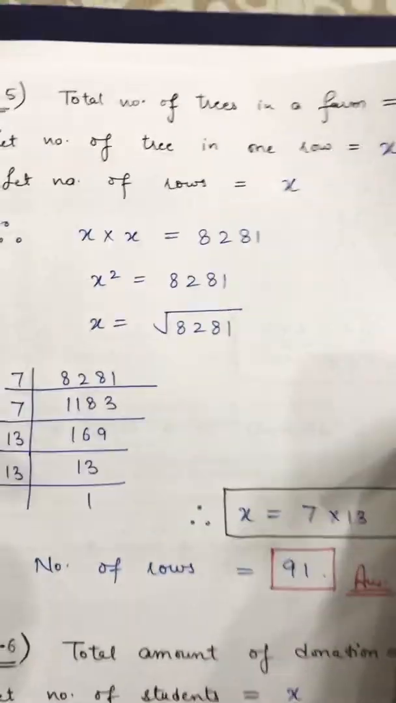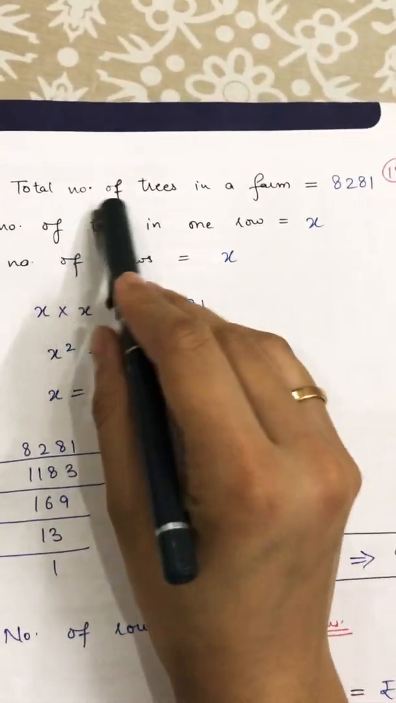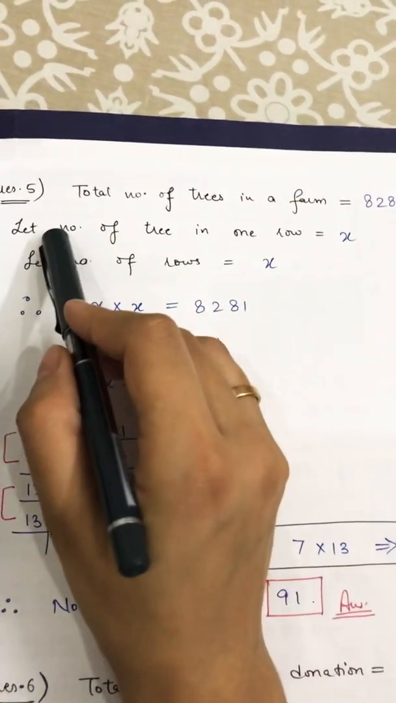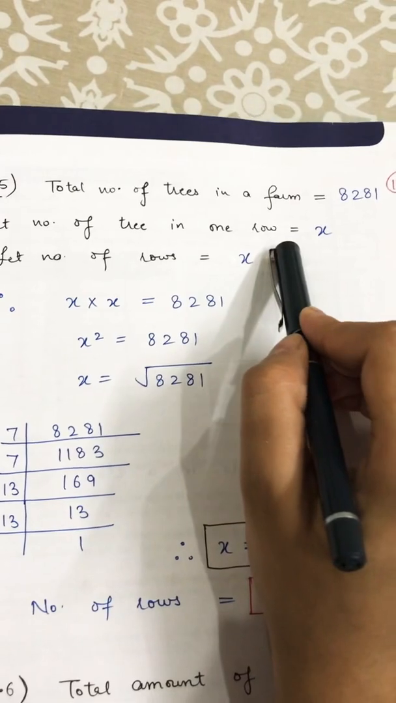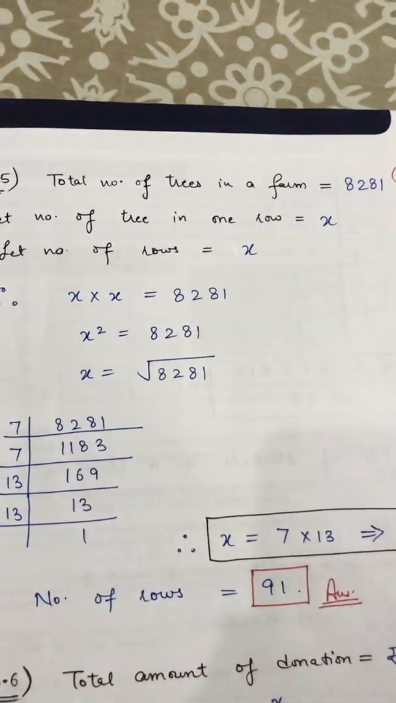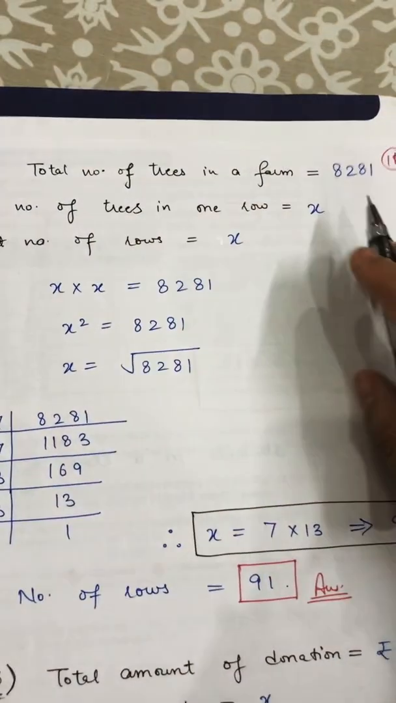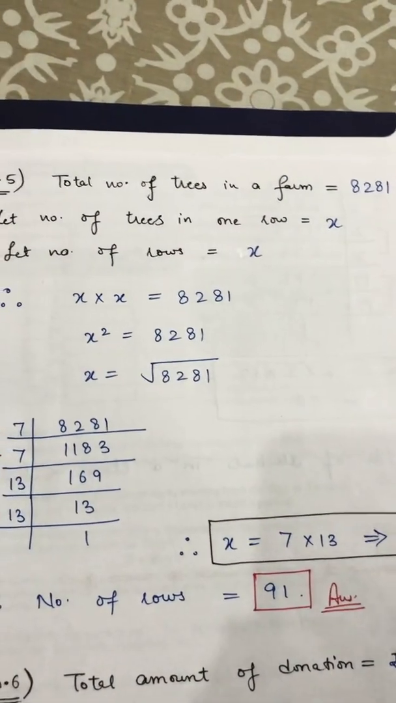So first of all, we'll write total number of trees in a farm is 8281. Let the number of trees in one row be X. How many trees are there in one row? Okay, let's suppose it is X.